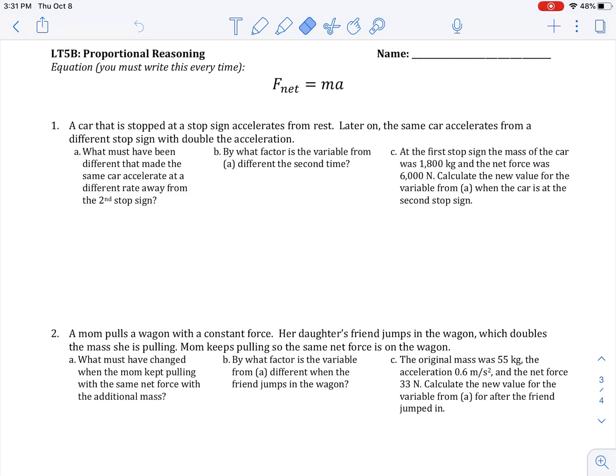Let's learn a little bit about LT5b, proportional reasoning. I'm going to work through the problems on the formative, and hopefully this will help you out. So here we go. Let's dive in.